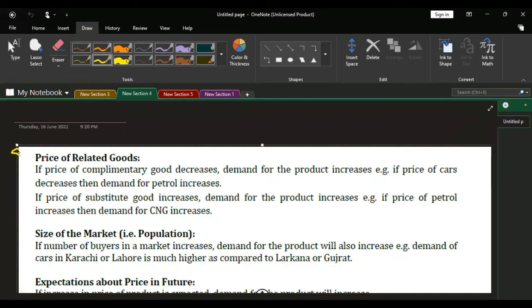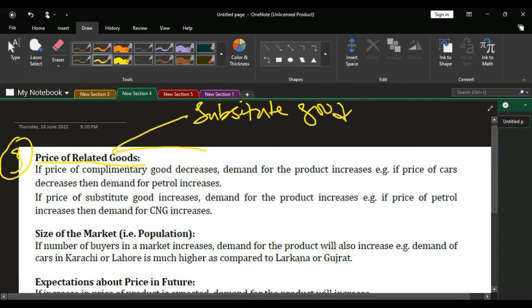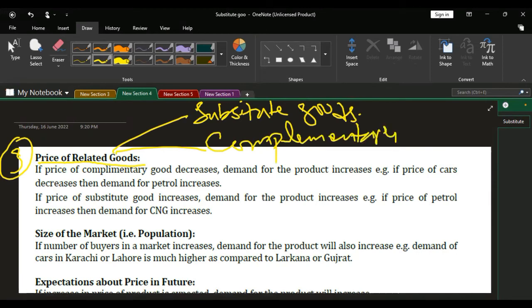Now move to the third one. Third one is price of related goods. There are two types of related goods. Substitute goods, that can be used in place of each other. And second is complementary goods, the goods that are necessarily to be used along with another good. For example, mobile and charger, bike and fuel, and other examples.